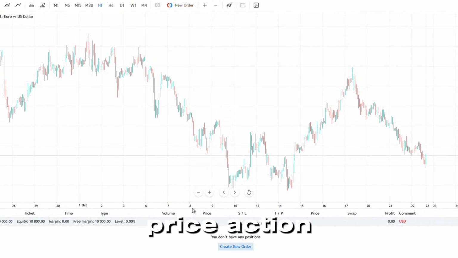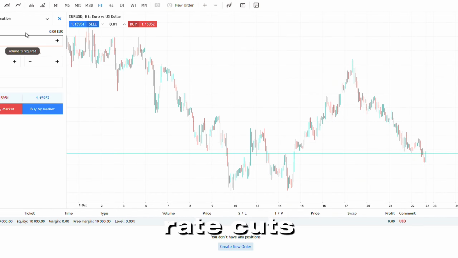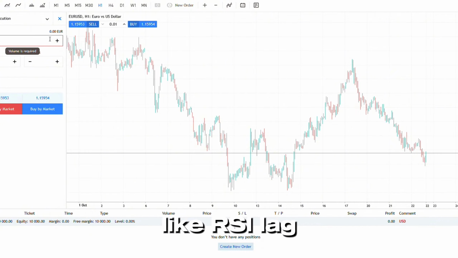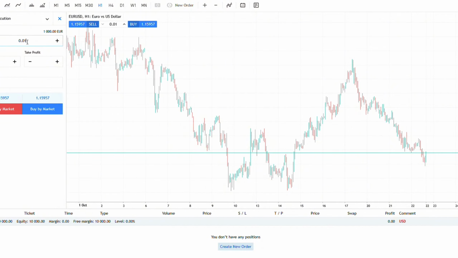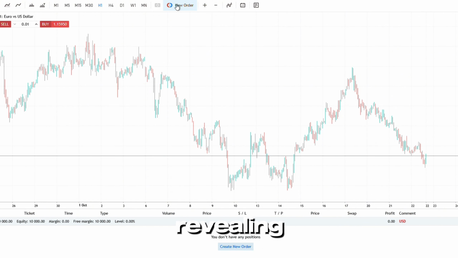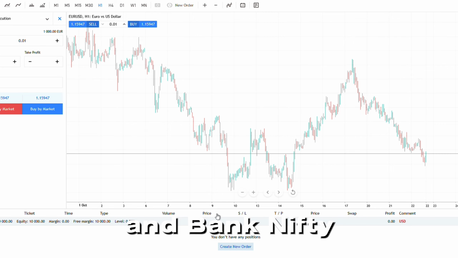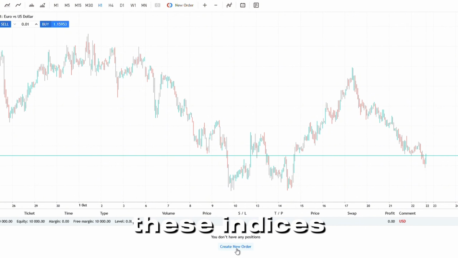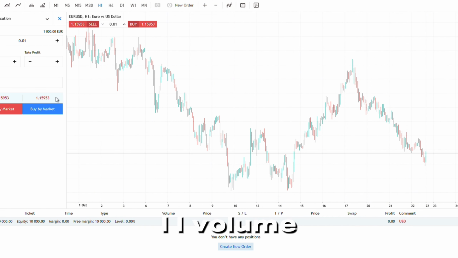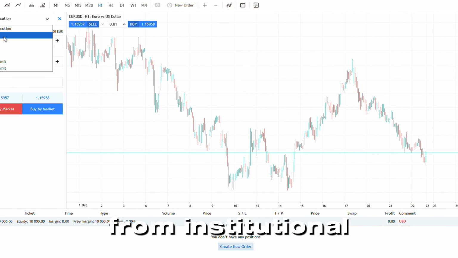First, why price action? In the NSE's wild ride, think RBI rate cuts spiking Nifty 500 points, or global news dumping Bank Nifty 1000. Indicators like RSI lag behind. Price action reads the market's pulse in real time: highs, lows, closes, and wicks revealing buyer-seller battles. For Nifty and Bank Nifty, it's gold. These indices trade with massive FII volume, creating clear patterns from institutional plays.